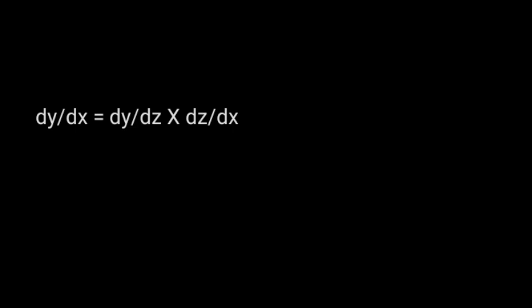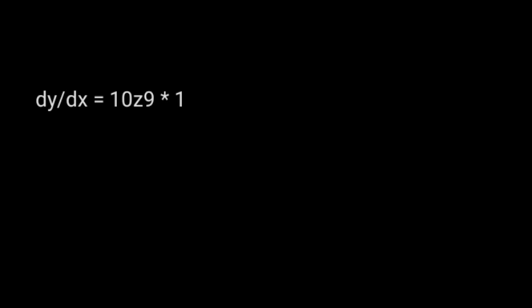You can see that dz is both the denominator of the first term and the numerator of the second term, so they cancel each other to form dy/dx. So now the differentiation of the initial equation is the multiplication of the differentiation of those two variables. Those two results you have seen before, 10z raised to power 9 and 1, when multiplied together, still give the same result, which is 10z raised to power 9.